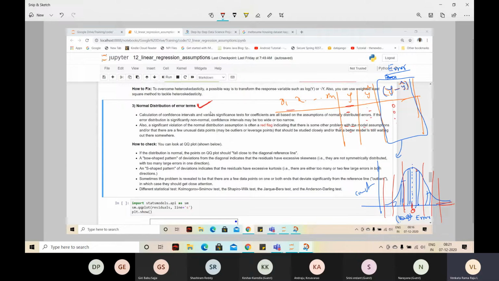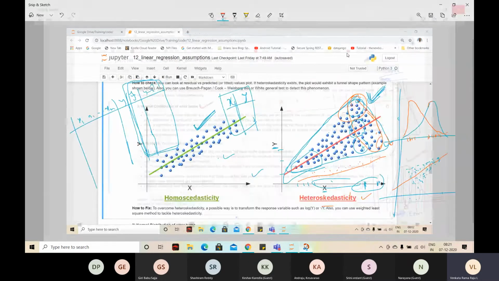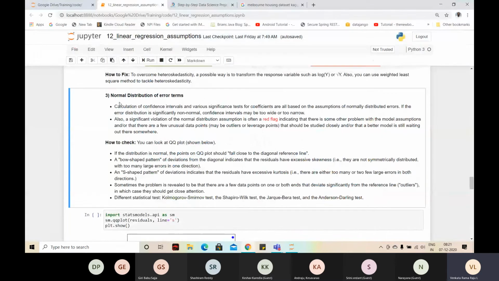When you fit a linear regression algorithm and look at the normal distribution plot of the error term, if it is normally distributed, you are good. The model is working well. Our linear regression algorithm is very well suited for the data we are trying to build a model on. That is the third assumption. A normal distribution of error terms should be there.